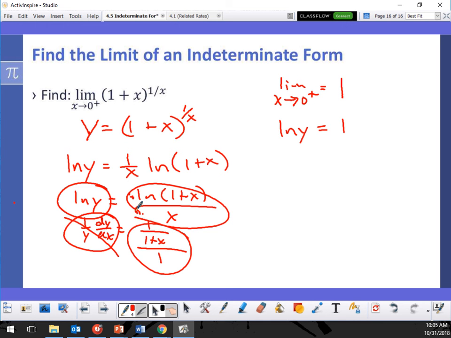What could I do to get rid of that now? E both sides, right? So if I E both sides, what happens to my ln? Goes away. So now I have y equals e to the first, right? Yes. So that whole thing comes out to my number is going to be e to the first, or just e.